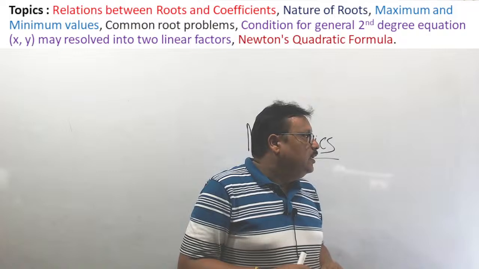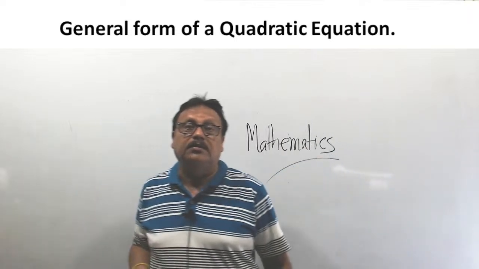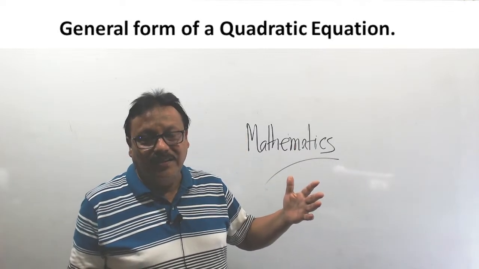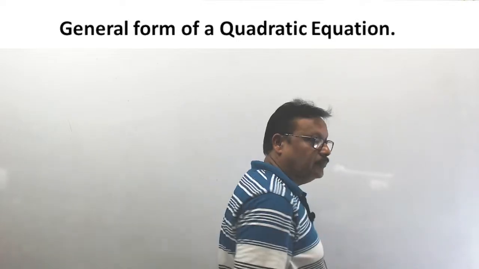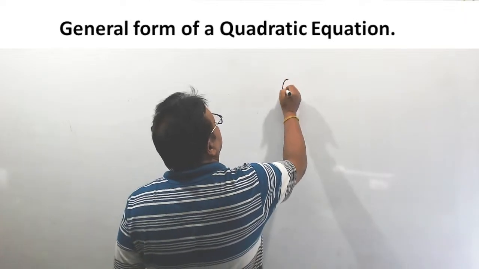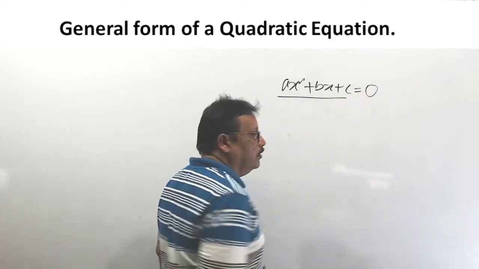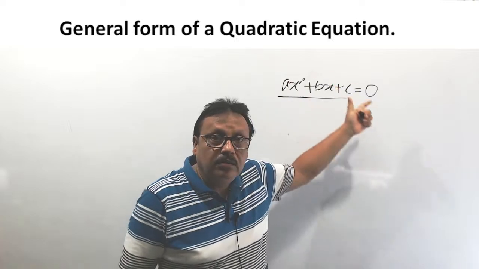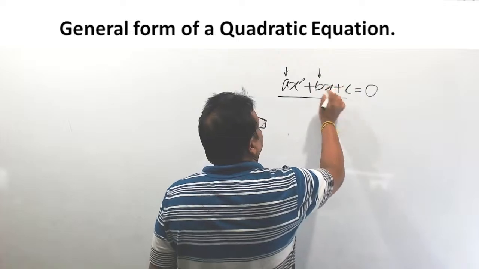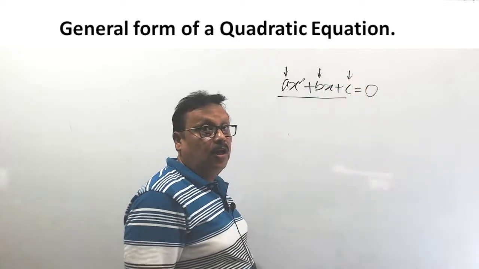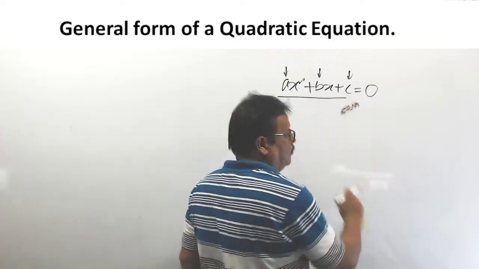It is the first session. First, the general form of quadratic equation. Everyone knows it, you already learned in class 10. The general form of quadratic equation is ax square plus bx plus c equals to 0. It is called a quadratic expression, and equal to 0 means the quadratic expression is converted to an equation, a quadratic equation. A is called the coefficient of x square, b is called the coefficient of x, and c is called the constant term, or the coefficient of x to the power 0.